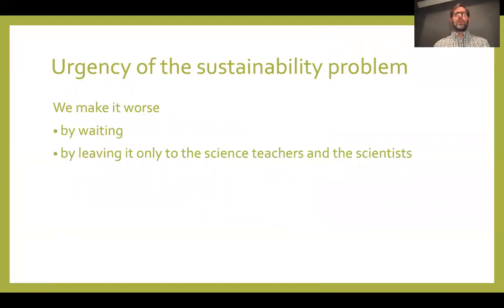What we're thinking of in terms of why is primarily the idea of the sustainability crisis itself, right? It's urgent. If we wait around and we leave it to the science teachers and the scientists to fix this, we're going to be in trouble. And changing the attitudes of any student we come into contact with is going to be part of the solution.